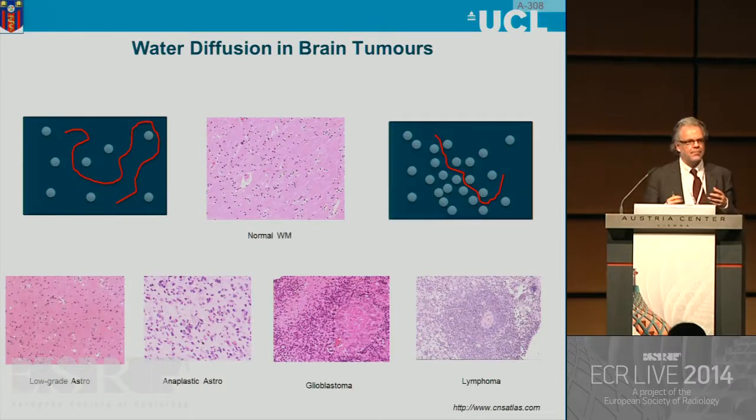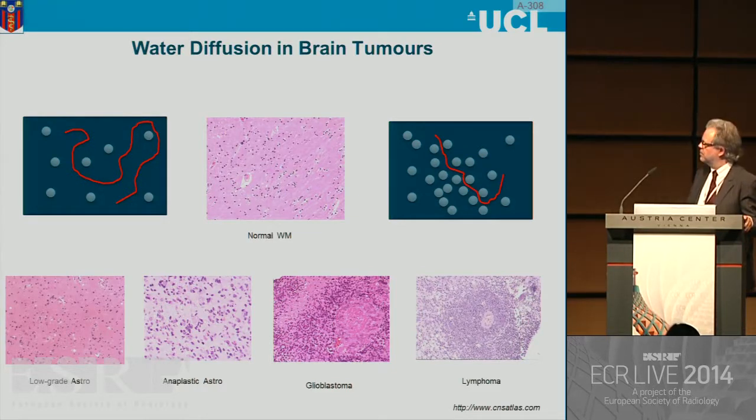So what determines the diffusion characteristics of a brain tumor? At the bottom, you see typical histology slides. First of all, in the middle, you see normal white matter, and you look at the cell density. Then you look at low-grade astros, anaplastic astros, glioblastoma with necrosis in cells, and then the angiocentric high cellular density with big nuclei in lymphoma. So what you see is that there is an increase of the ratio between the nucleus and cytoplasm along this way, and this goes along with diffusion restriction.